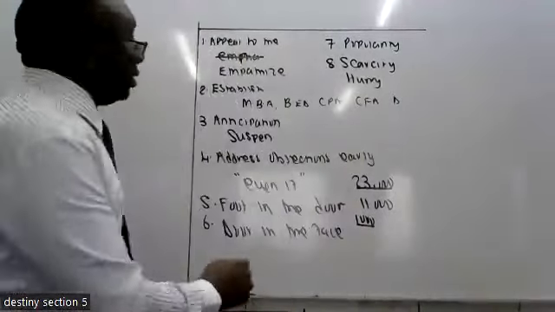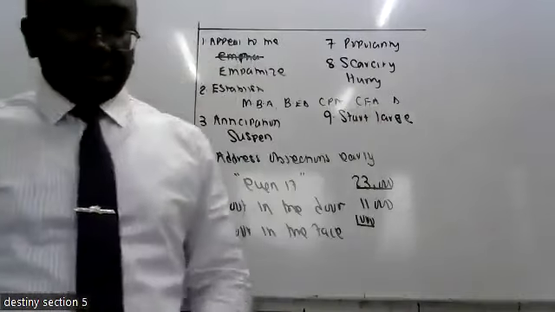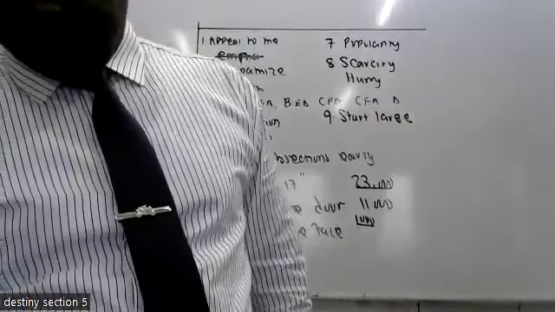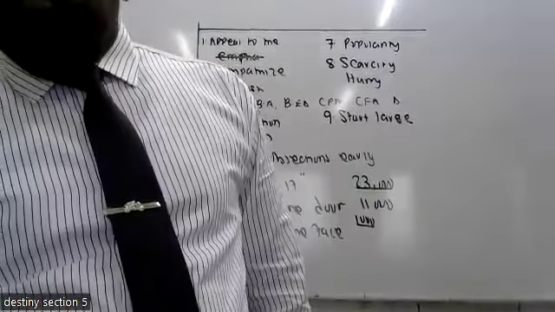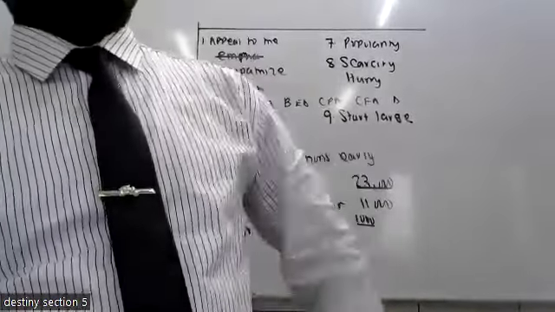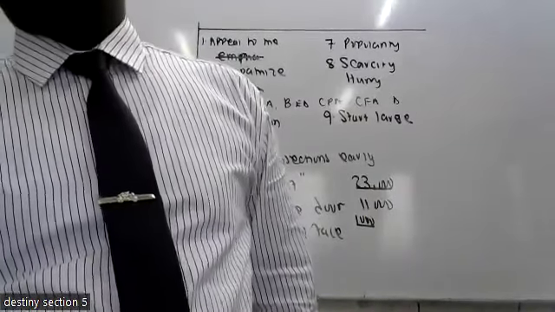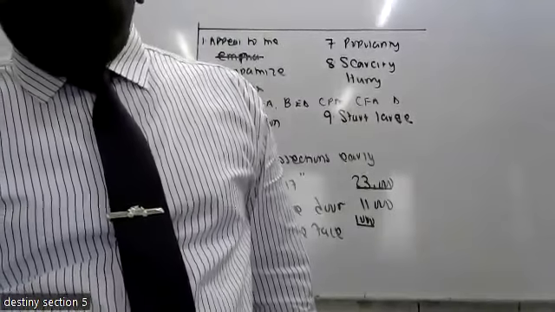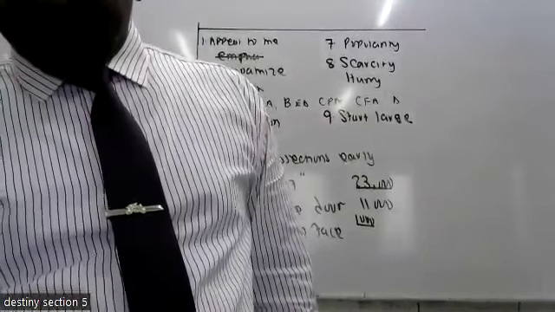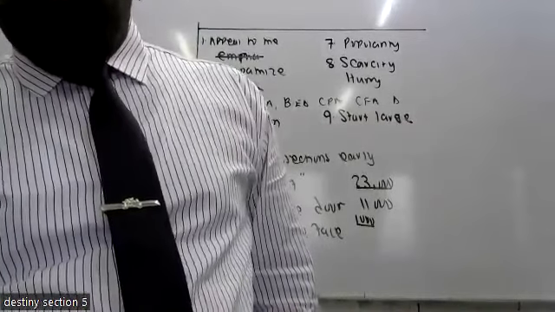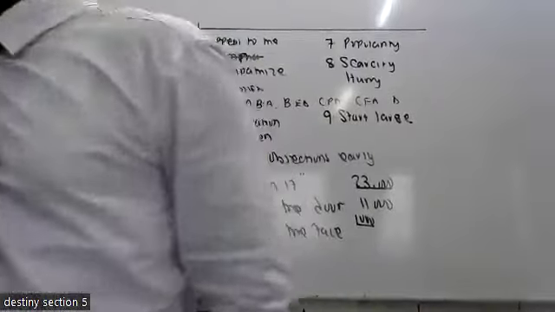Next is start large. And write that. Begin with a request that you know is unreasonable, and then make them more receptive to the original smaller requests.